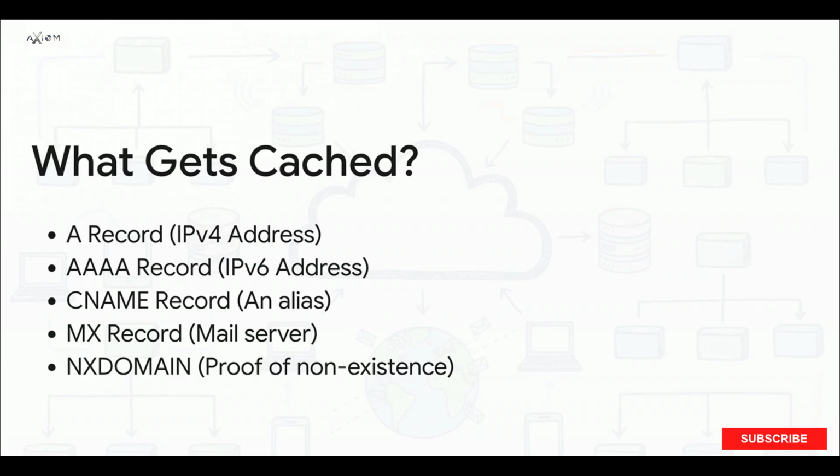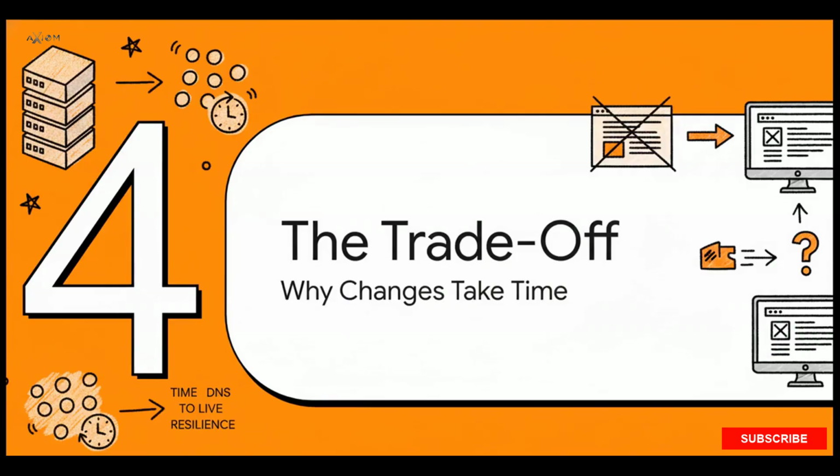Another key thing to remember is that resolvers are super specific about what they cache. They don't just remember example.com. They cache the specific answer to a specific question. So they'll cache the A record, that's your standard website IP address, or the AAAA record for the newer IPv6 addresses. If you're sending an email, they'll cache the MX record, which points to the mail server. And get this, they even cache negative answers. So if a domain doesn't exist, they'll remember that too, which saves a ton of time on lookups that are just going to fail anyway.